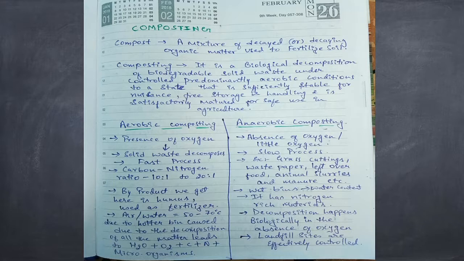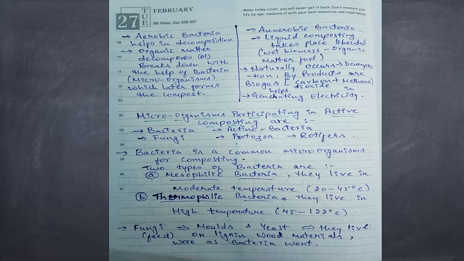Next, in aerobic composting, aerobic bacteria help in degrading the organic matter, whereas in anaerobic composting, anaerobic bacteria help in degrading this organic matter. The main microorganisms responsible for composting are bacteria, actinobacteria, fungi, protozoa and rotifiers. So these are the 5 microorganisms responsible for active composting.